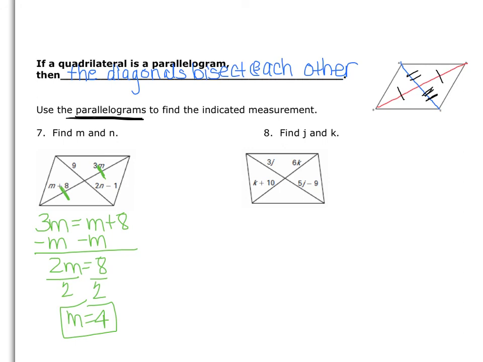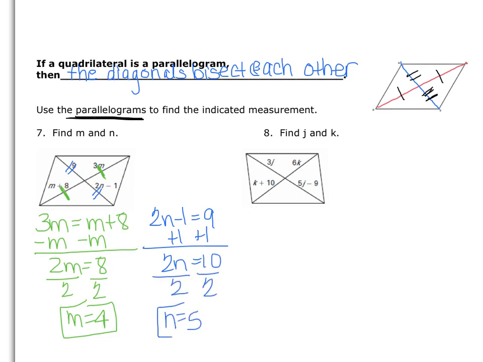All right, 2n minus 1. This expression, what can I relate it to? Well, I can relate it to this other piece because the diagonals bisect each other. So that allows me to create that equation. So n is 5. All righty. So if you just pause it and try the last one and come back and check it. I'm pretty sure you can get it.